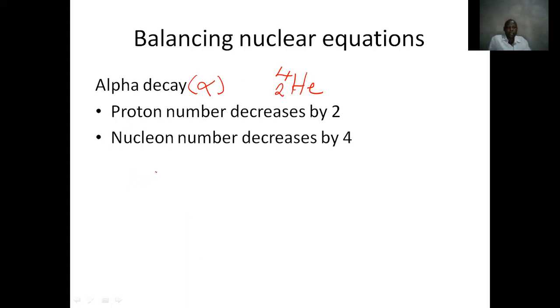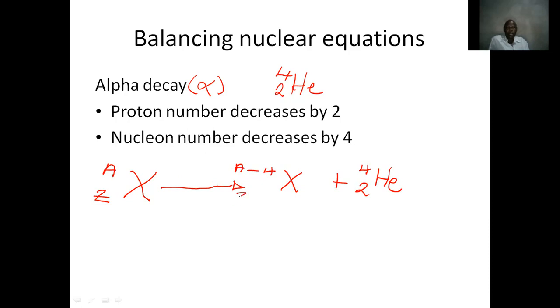In other words, if you have the atom denoted by nucleon number A and the proton number Z, and it has an alpha decay, it simply means we are going to form a helium atom with a nucleon number 4, atomic number 2. And here, the nucleon number should, as we said, decrease by 4, while the proton number should decrease by 2.